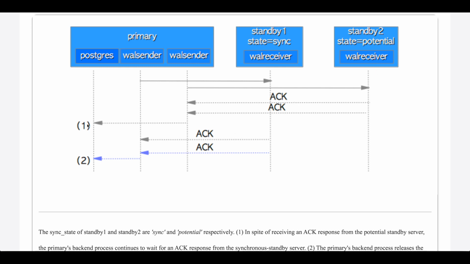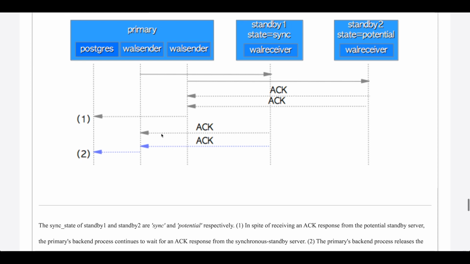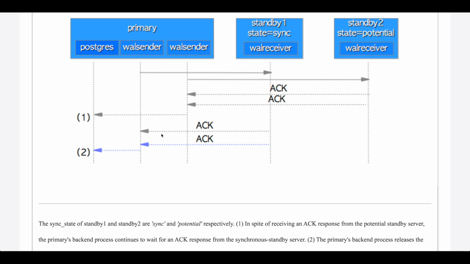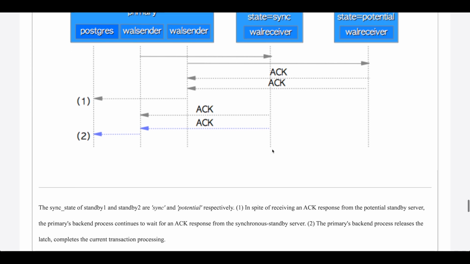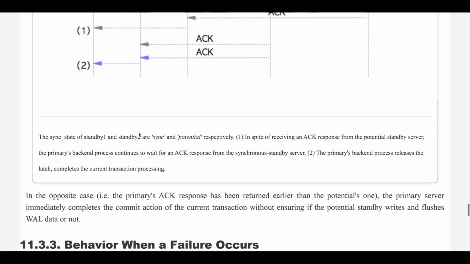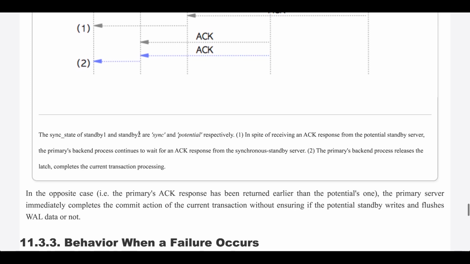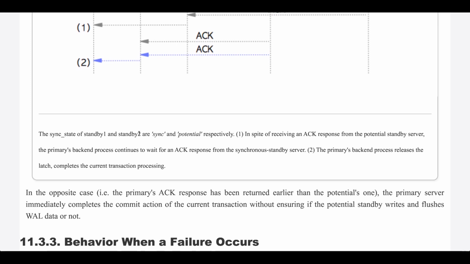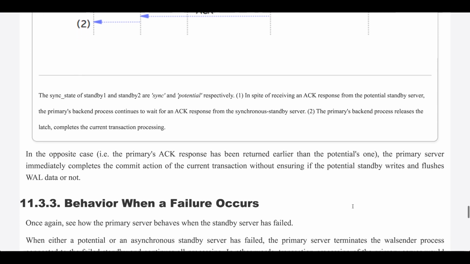1. In spite of receiving an ACK response from the potential standby server, the primary's backend process continues to wait for an ACK response from the synchronous standby server. 2. The primary's backend process releases the latch and completes the current transaction processing. In the opposite case, i.e. the primary's ACK response has been returned earlier than the potential's one, the primary server immediately completes the commit action of the current transaction without ensuring whether the potential standby writes and flushes WAL data or not.